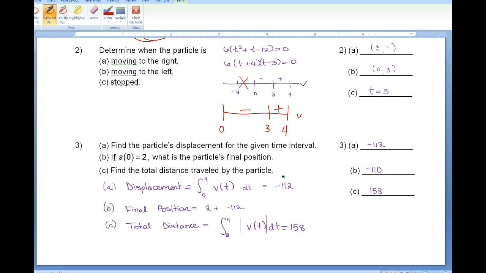Yeah. For the AP test, when the particle is moving right and when the particle is moving left, do we use parentheses or brackets for the AP test? They'll take either one.